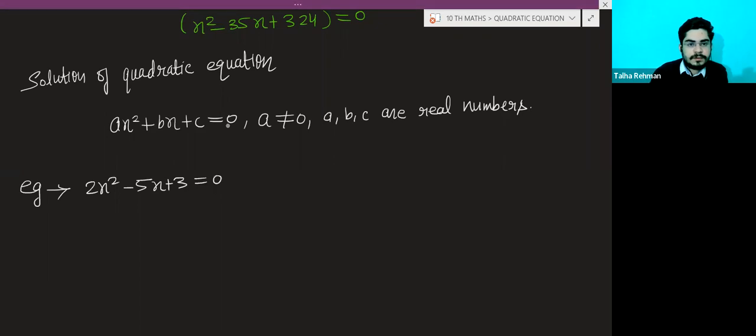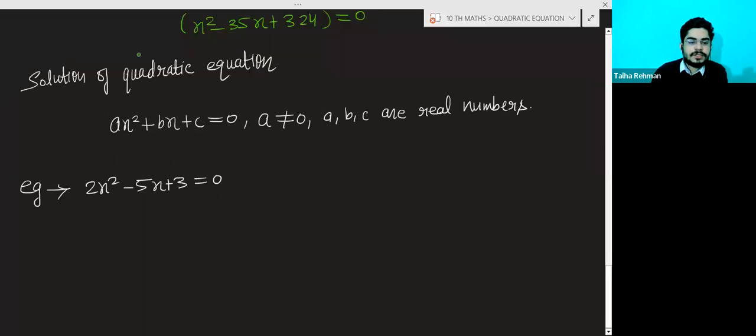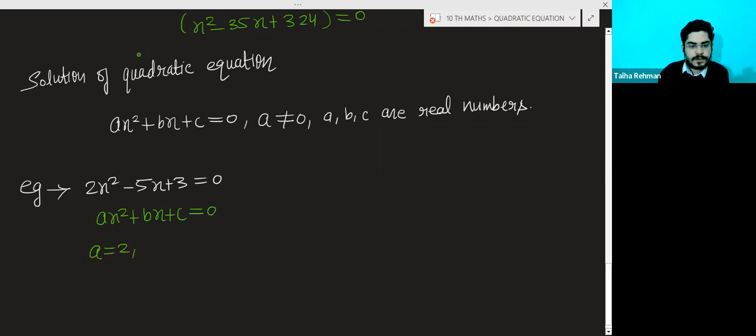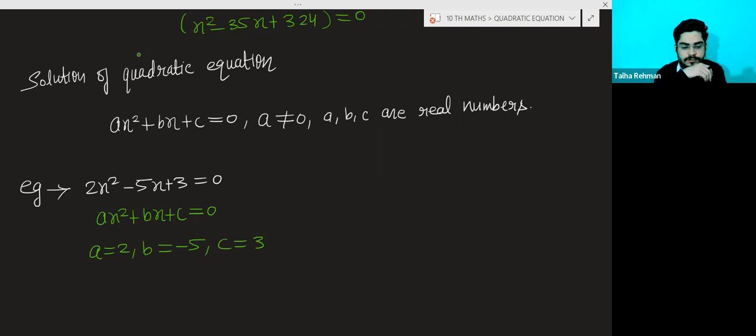If we compare this with the standard form, that is ax square plus bx plus c is equal to 0, then the value of a we will get 2, the value of b we will get minus 5, and the value of c we will get 3.